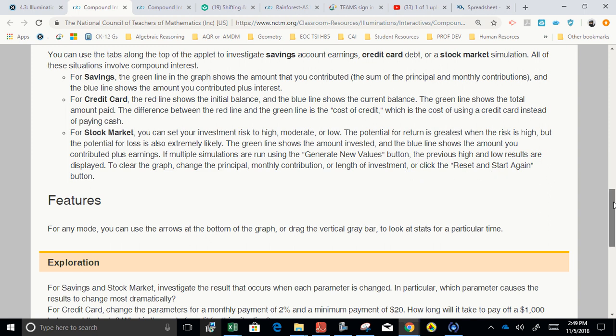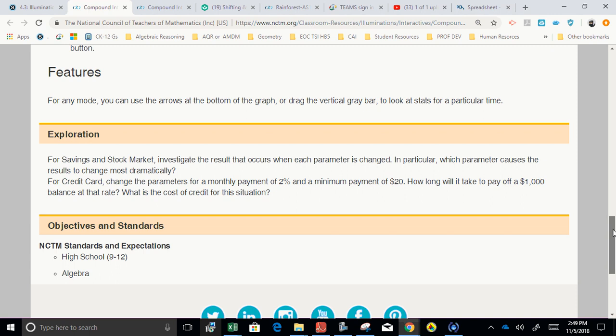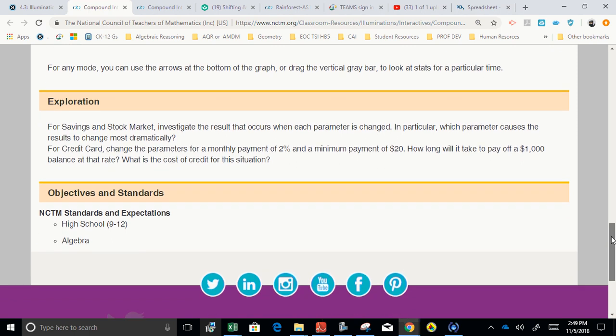Now, here are the explorations. For savings and stock exchange, investigate the result that occurs when each parameter is changed. In particular, which parameter causes the results to change most dramatically. For credit cards, change the parameters for a monthly payment of 2% and a minimum payment of $20. How long would it take to pay off $1,000?